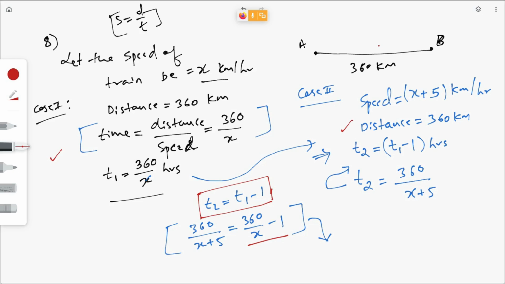Initially, the speed of the train is x kilometer per hour. So in the second case, the speed is 5 km per hour more than the previous case. If the speed increases, then the train will reach the destination in less time. If you want, I will give an example here. Instead of x, let me take some values.